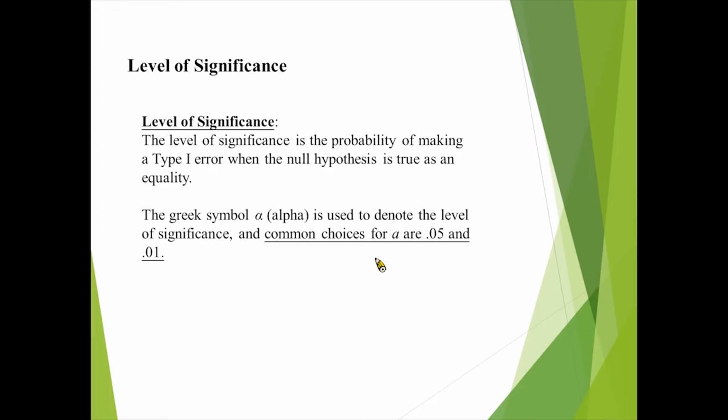So now we will see the definition of the level of significance. The level of significance is the probability of making a Type I error when the null hypothesis is true as an equality. The Greek symbol alpha is used to denote the level of significance, and the common choices for alpha are 0.05 and 0.01. So this is the choice.